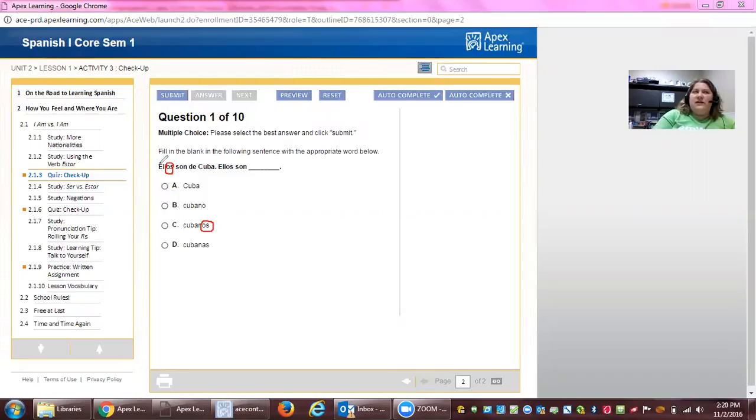So things in Spanish really do agree. So keep that in mind as you're doing this. So let's figure that. We're going to say letra C, cubanos, and submit it. Okay? And see, and we get the feedback correct. Now we're going to go on to the next question.